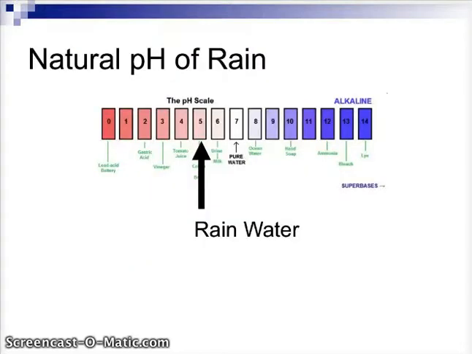Now, the natural pH of rain is 5. We said regular water is 7, but rainwater has a pH of 5. The reason for this is that there's carbon dioxide, what we exhale, in our atmosphere, and that creates a substance called carbonic acid, and that is, of course, acidic, and that drops the pH just slightly.